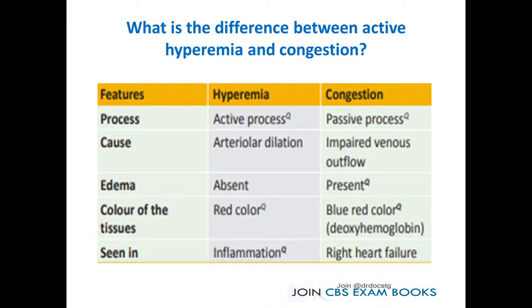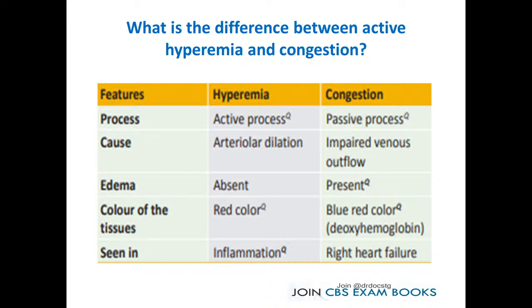What is the difference between active hyperemia and congestion? Hyperemia is an active process in which increased blood influx into the tissue results from dilatation of arterioles. Typically this occurs in inflammation. Hyperemic tissue contains an increased amount of oxygenated blood, and therefore such tissue appears bright red.